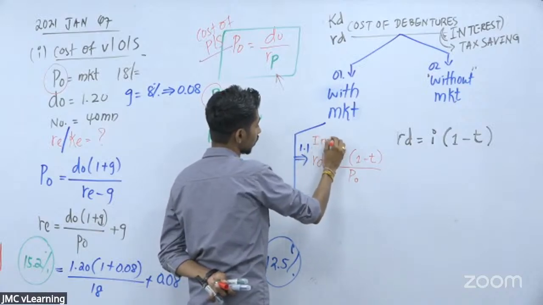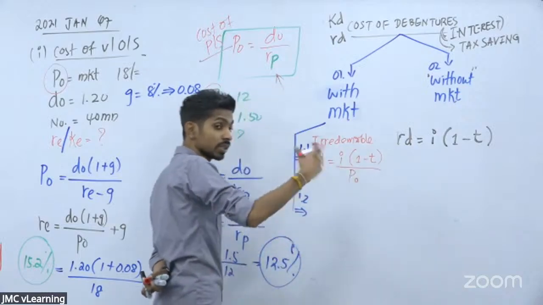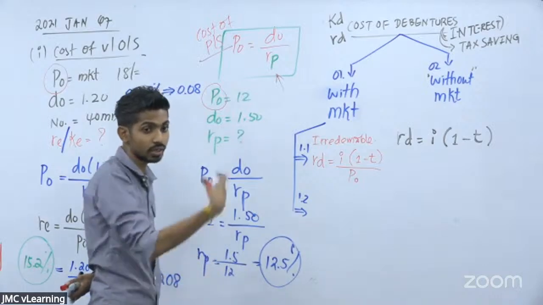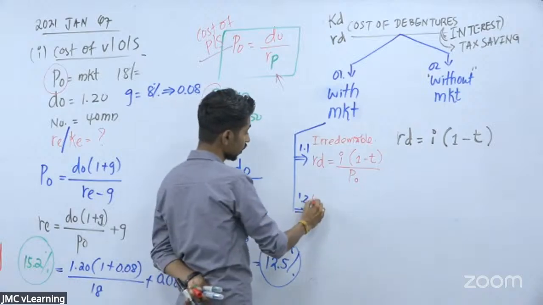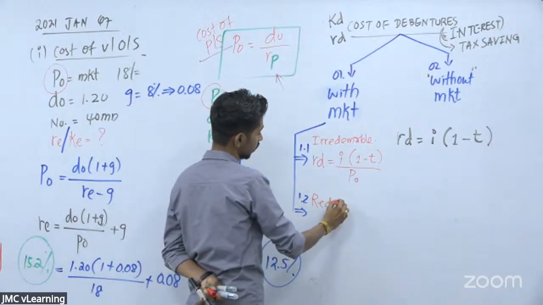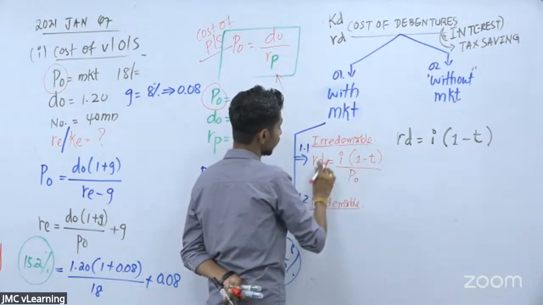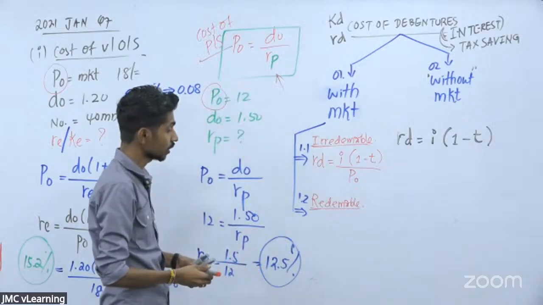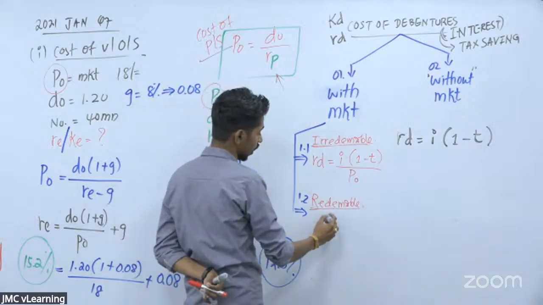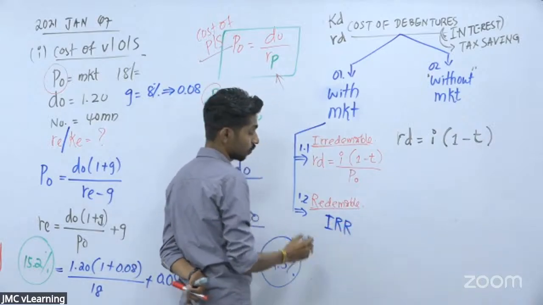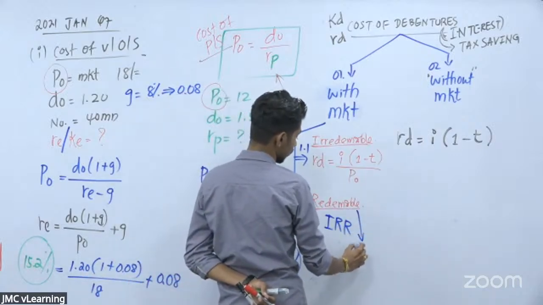Here, this will be calculated for irredeemable debentures. Irredeemable means infinity, unlimited lifetime. There is no certain time period. If it is a certain time period, it is redeemable debentures. If it is irredeemable debentures, you can use this formula. If it is redeemable, there is no standard formula. You have to calculate the IRR for those cash flows.